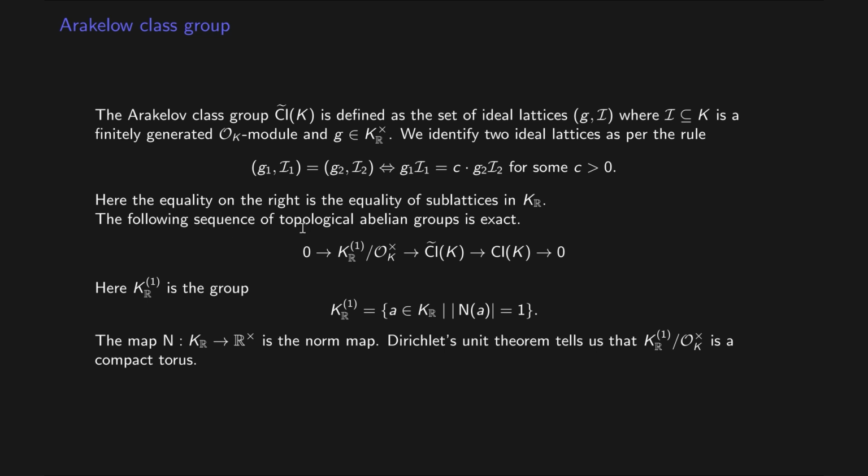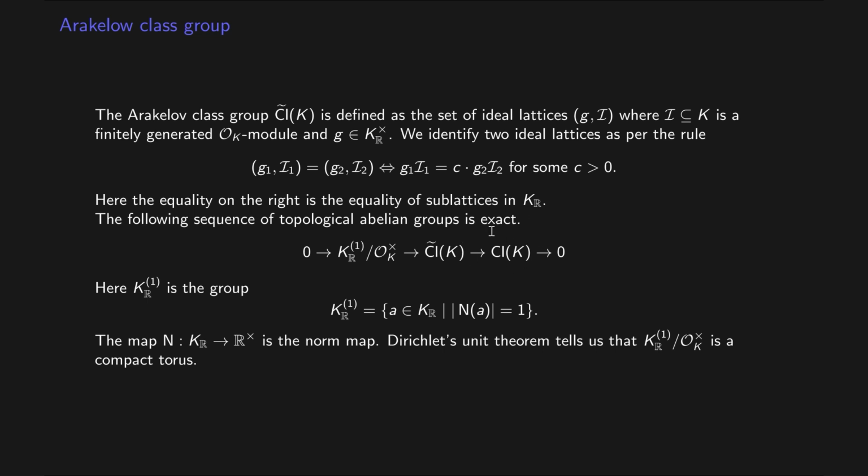This way we will get the following exact sequence of topological abelian groups. So here in the middle we will have our Arakelov class group, and so elements in this Arakelov class group can be, so here this is the class group of our field, which is a finite group, and so for each element in the class group we will have this continuous space, which is essentially a torus. So this space here would be a d-1 dimensional torus.